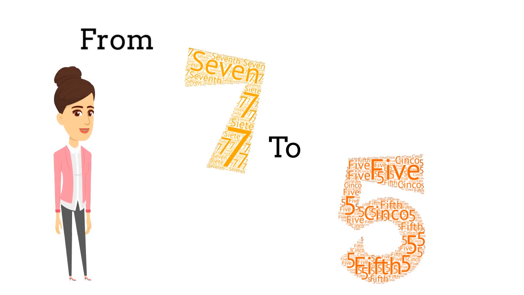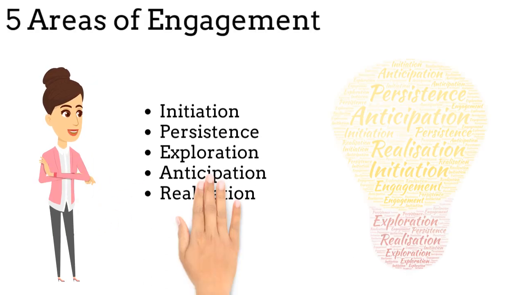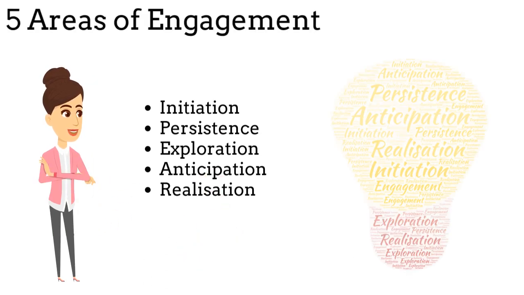In today's engagement model, the 5 areas are now initiation, persistence, exploration, anticipation, and realisation. To help me remember the 5 areas of engagement, I remember "I PEAR". So initiation is I, persistence is P, exploration is E, anticipation is A, and realisation is R.